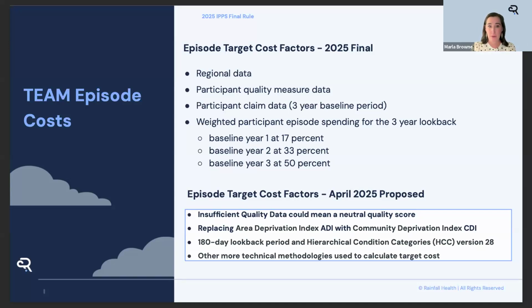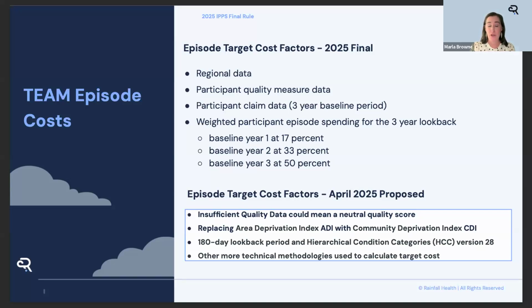So these target prices are based on Medicare Parts A and B items and the services included in the episodes. They will be risk adjusted based on beneficiary level and hospital level factors. All right, so we know that to be true in the final rule. However, in the new proposed rule that came out April 11th, a couple weeks ago, there are proposed changes to calculating the episode target cost.